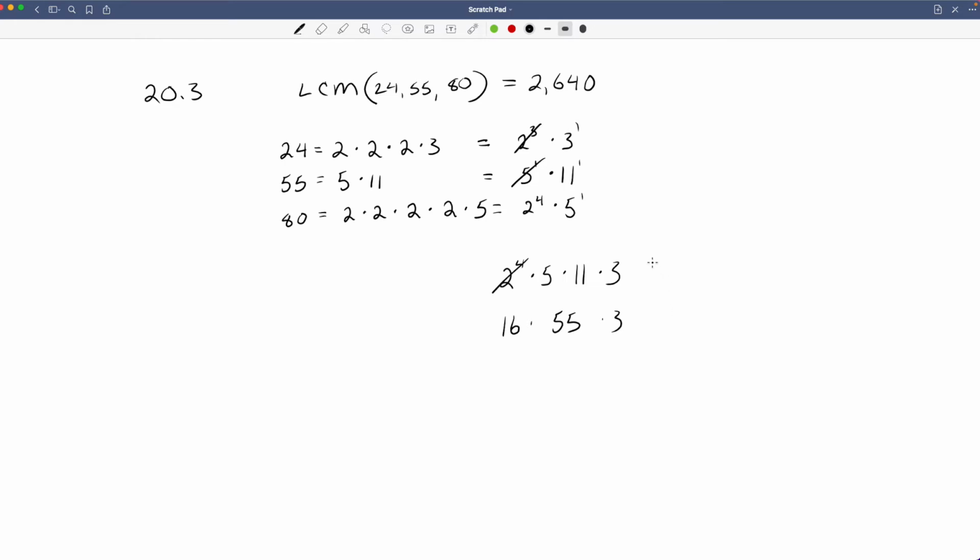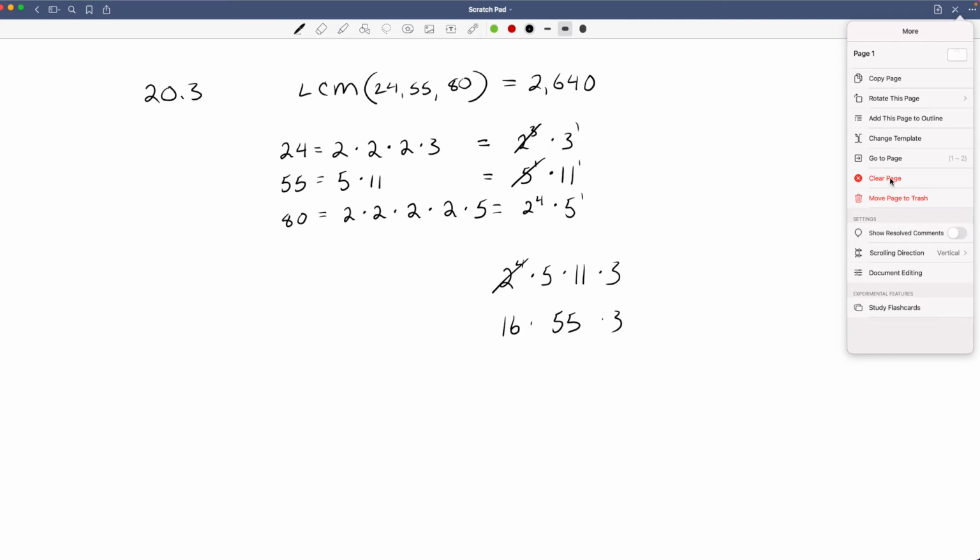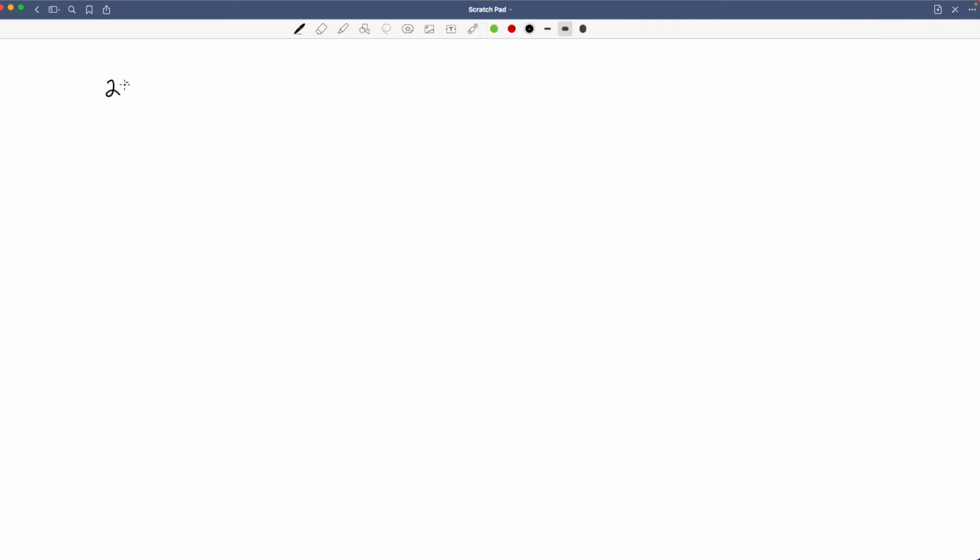All right, so that is the way that you would do it. That's the way you would find the least common multiple. We have one more example problem, 20.4.